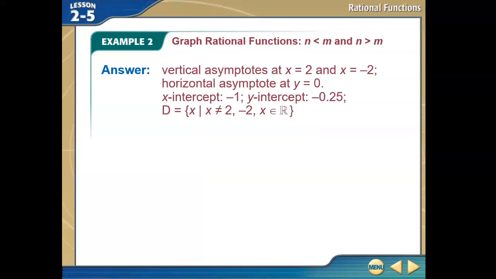Okay, so we had a vertical asymptote at x equals 2 and x equals -2. Horizontal asymptote from the rule gave us 0. The x-intercept, we solved it correctly. We just labeled it as the wrong thing. And then for the y-intercept, remember that we always want to plug in 0 for our x. And then, like I was saying, the domain is always all real numbers, excluding where your vertical asymptotes are.